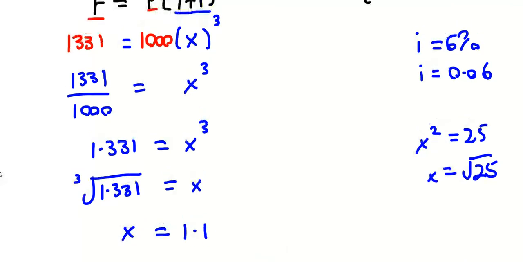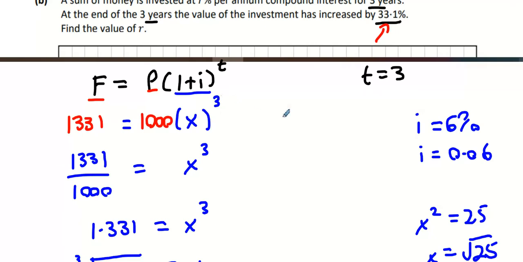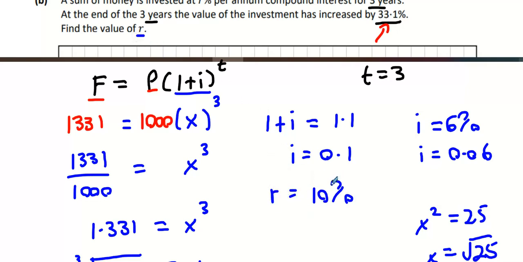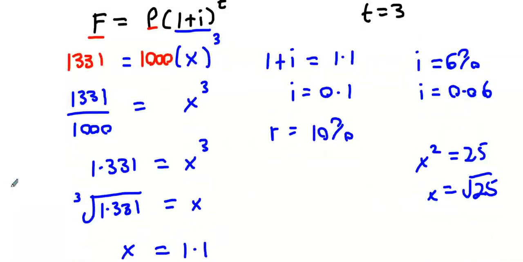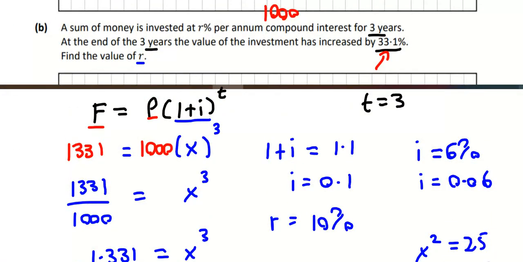Now please remember that the x value equals 1 plus I. So 1 plus I is 1.1. This implies that I equals 0.1. And 0.1 in decimal form is actually 10%. So your I value, or technically your R value, is 10%. Quite a difficult question, lads. I suspect a lot of you would find that one particularly difficult. Okay, so that's question B.